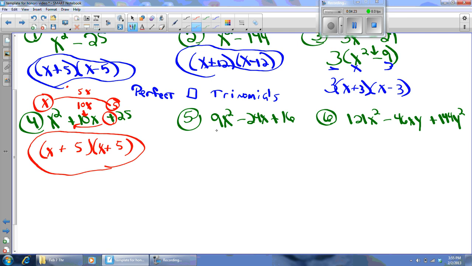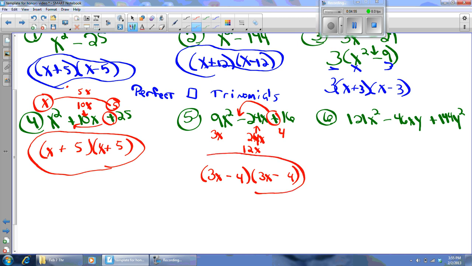All right, let's check this one. Is 9x squared a perfect square? It sure is. 3x is the square root. Is 16 a perfect square? Absolutely. 4. Multiply them to get 12x. Double that and you get 24x, don't you? And it matches. So I take 3x and 4, I take 3x and 4. Minus in the back, Wendy's double stack. They're both negative. And there we are.